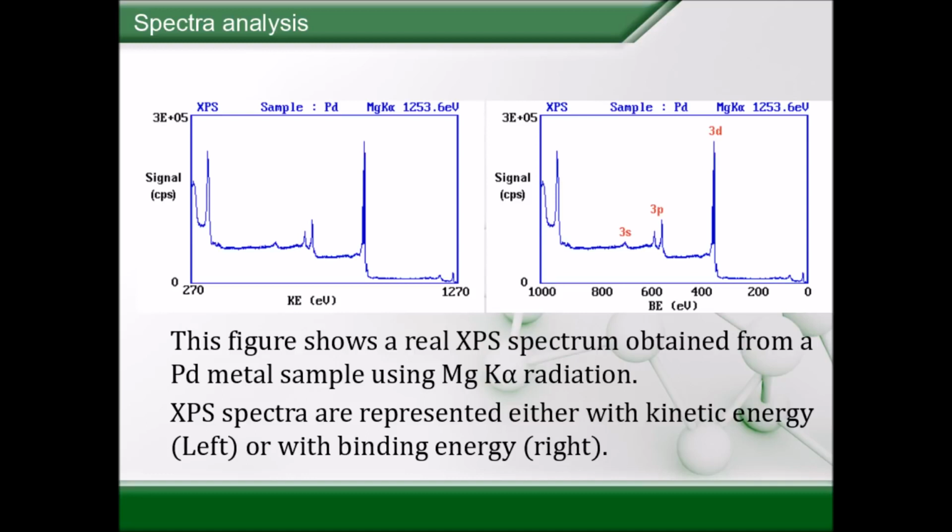The peak areas on these spectra can also be used to obtain the concentration of the elements on the surface as well. The area under a peak in the spectrum is a measure of the relative amount of the element represented by that peak. So let's get into some more detailed observation.